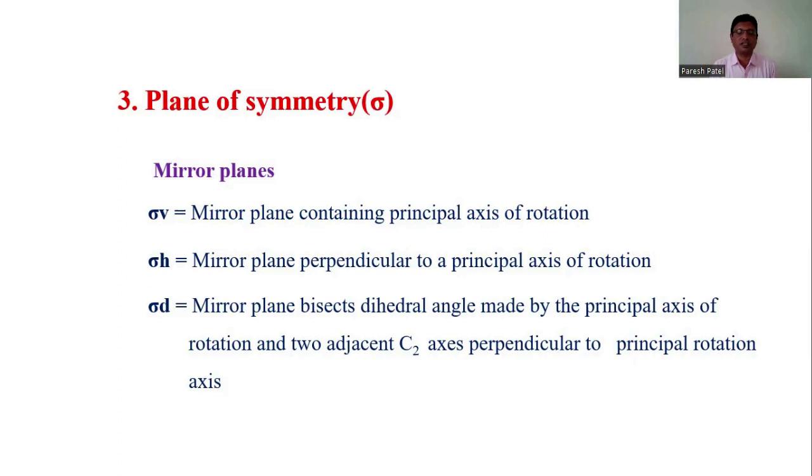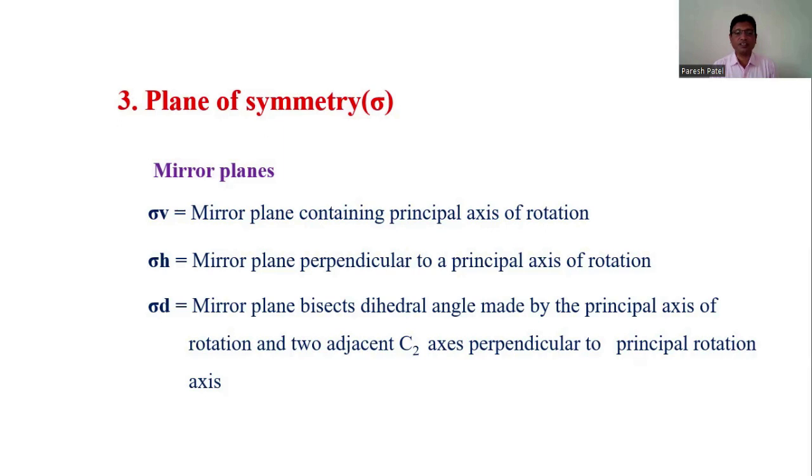So first one is the vertical plane of symmetry, and that can be recognized as sigma v. In case of the vertical plane of symmetry, if the plane is parallel to the main principal axis, that type of plane of symmetry can be recognized as vertical plane of symmetry. Second category is horizontal plane of symmetry. In case of the horizontal plane of symmetry, if the plane is perpendicular to the main principal axis, that type of symmetry can be recognized as a horizontal plane of symmetry. And third one is dihedral or diagonal plane of symmetry.